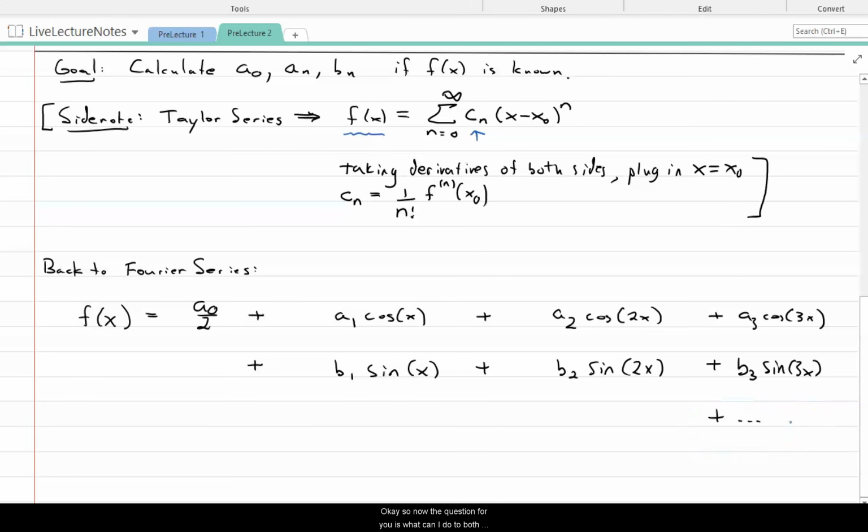Okay, so now the question for you is, what can I do to both sides of this equation?